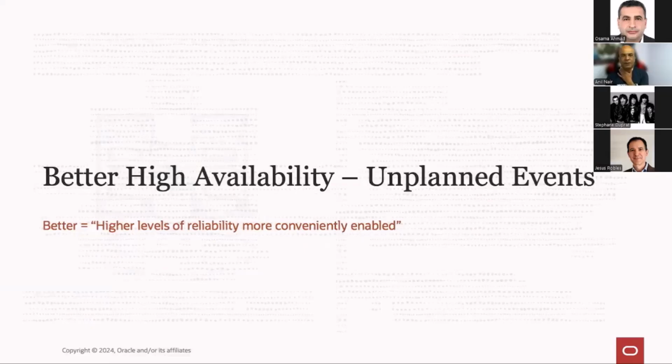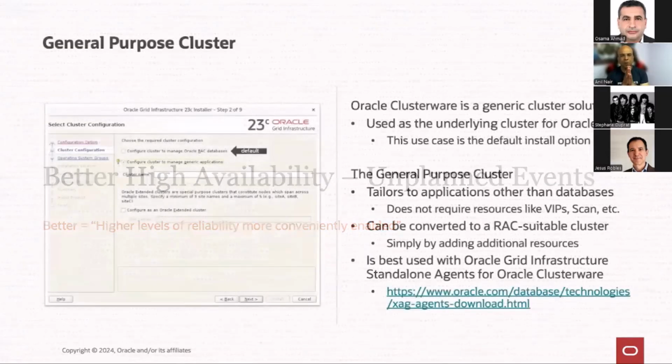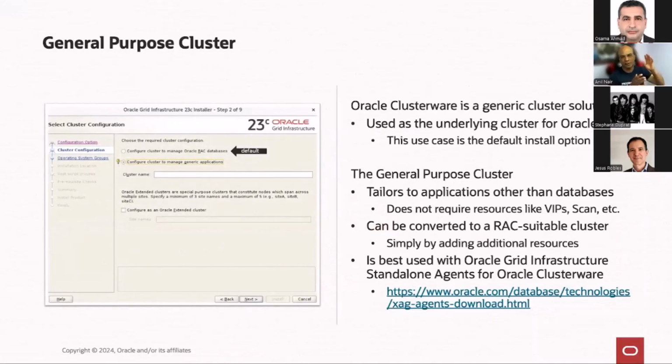Better HA, basically reducing unplanned events. What that means is, remember I talked about that single server rolling database maintenance. You could actually use it, as I told you, on a single server. You might say, Anil, what do you mean single server? I have to go and allocate VIPs. I have to go and allocate shared storage. No, you don't need to.